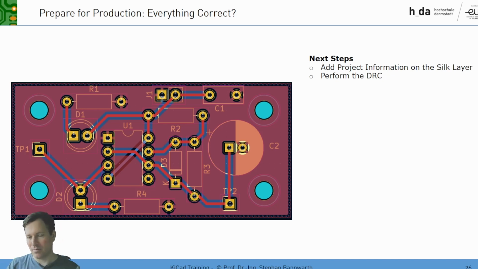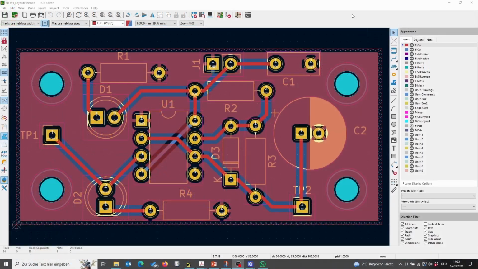Maybe the board has been designed 4 weeks ago and you don't know how your board really looks anymore. So that's why we are going to add some project information on the silk screen, and then we perform the DRC, the design rule check, to see if we have taken care of all constraints for manufacturing of our board. So now let's start to add some information on the silk screen.